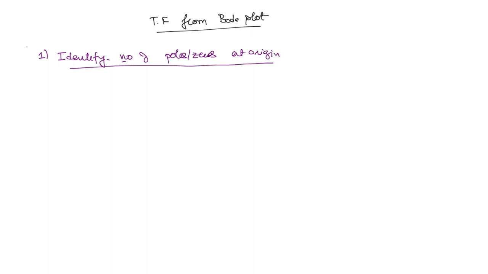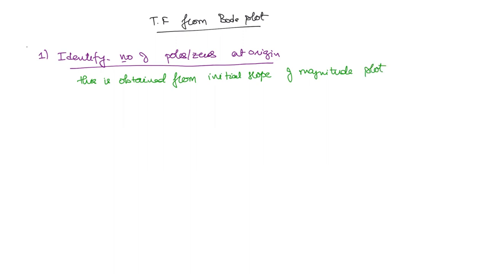Okay, the first step is to identify the number of poles or zeros that are present at the origin. So from where will you get this information? From the initial slope of the magnitude plot.